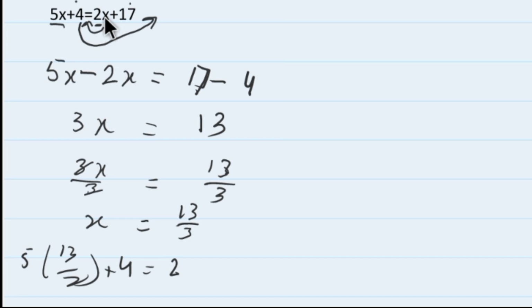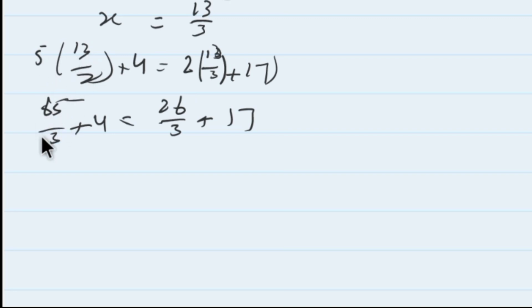Now we again replace x by 13 over 3, and now we simplify it to check our solution. 5 times 13 is 65 over 3 plus 4. Similarly, 2 times 13 is 26 over 3. Now we make the denominator same to add these fractions. To do this, we will multiply and divide this fraction 1 by the denominator of the second expression 1, that is 65 multiplied by 1 divided by 3 multiplied by 1.